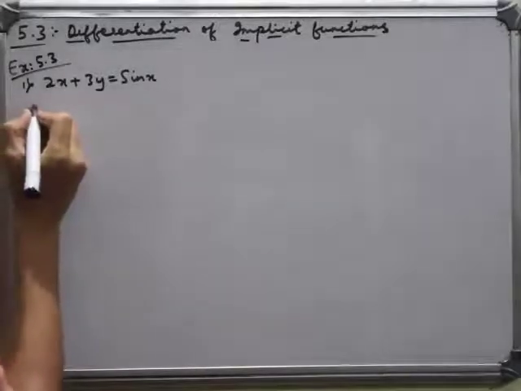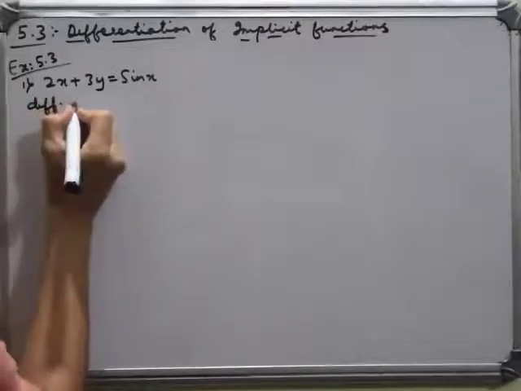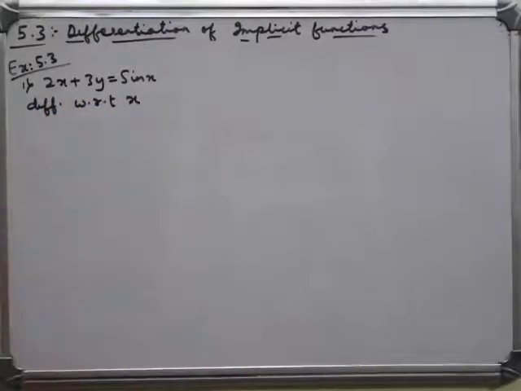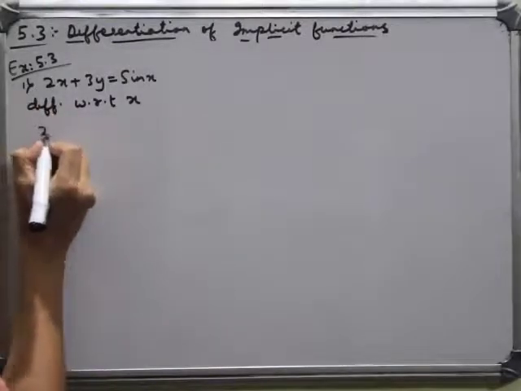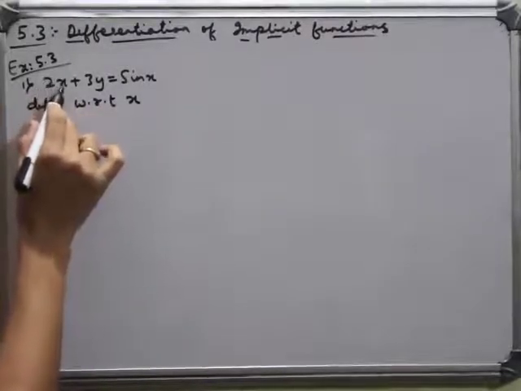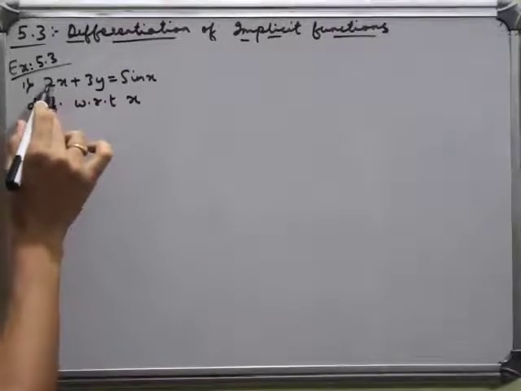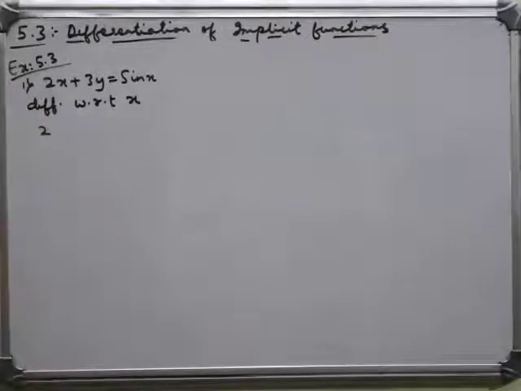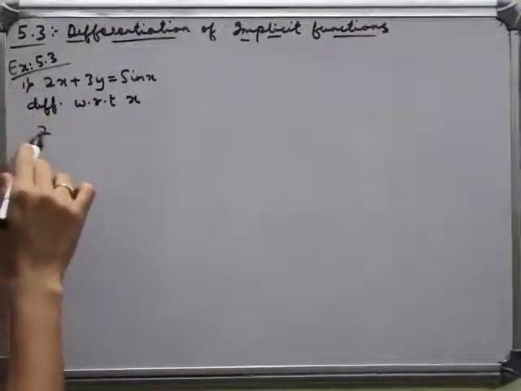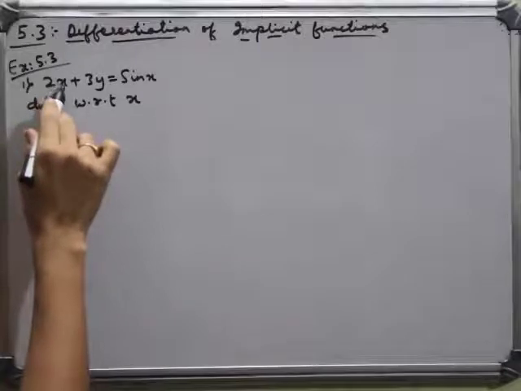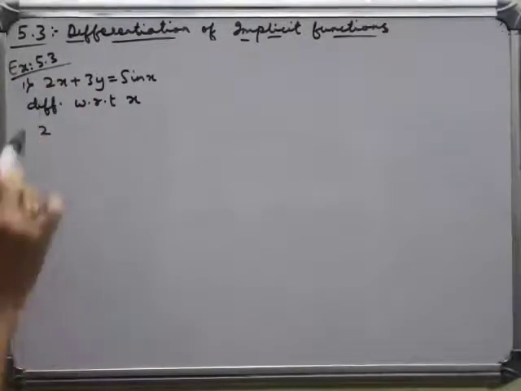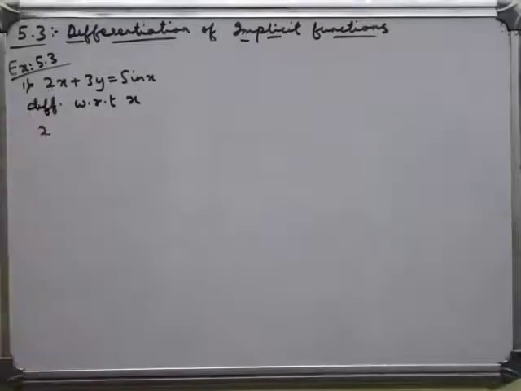First step, what I will write? Differentiate with respect to x. Okay, so let us begin. Differentiation of 2x is 2. That is constant into function. Derivative of these kind of functions is constant into differentiation of function. So constant I have written as it is into differentiation of function. Differentiation of x is 1, so 2 into 1 is 2. That is why differentiation of 2x is 2.